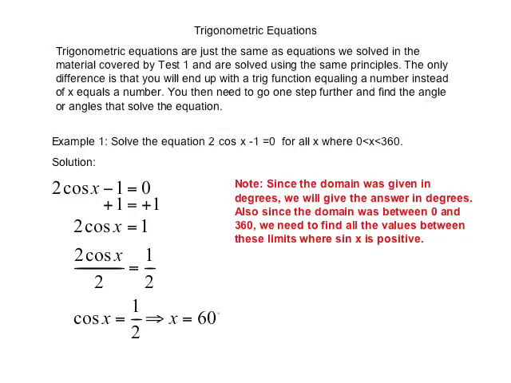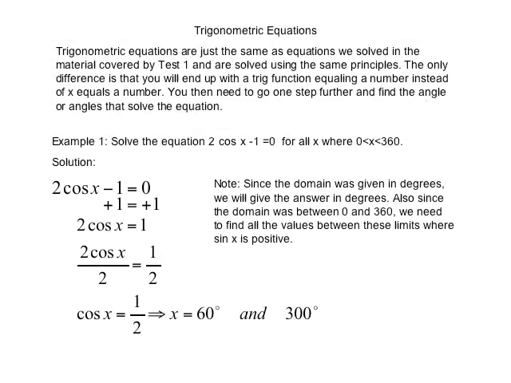Well, we have to look for some place where the cosine is positive, because we have a positive 1/2. In the second quadrant the cosine is negative, in the third quadrant it's negative, but in the fourth quadrant it's positive. So what angle in the fourth quadrant has the same cosine as 60 degrees? That'd be 360 minus 60, so it'd be 300 degrees. So our two answers for the original equation are x equals 60 degrees and x equals 300 degrees.